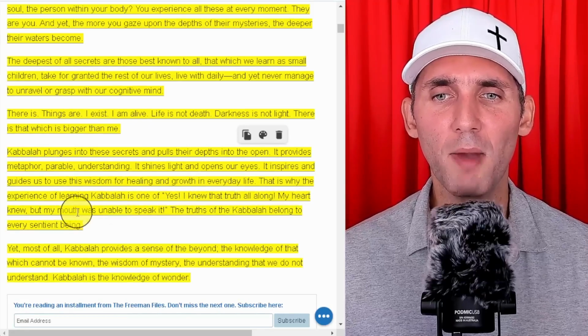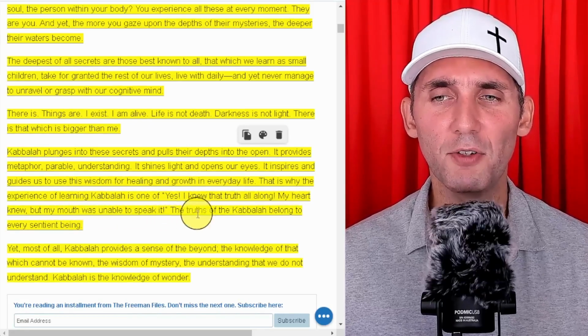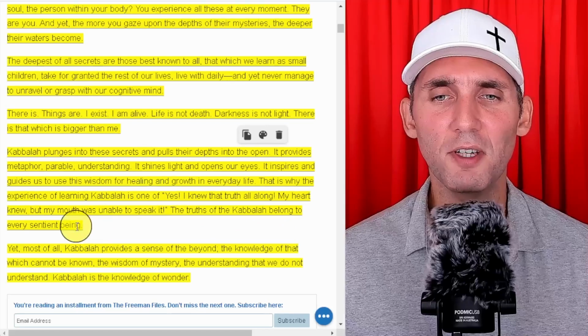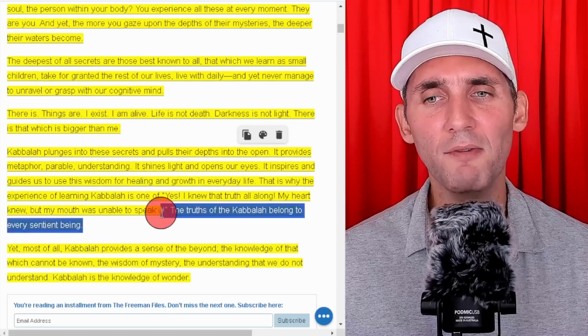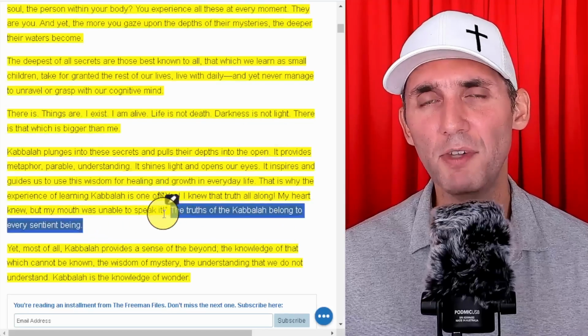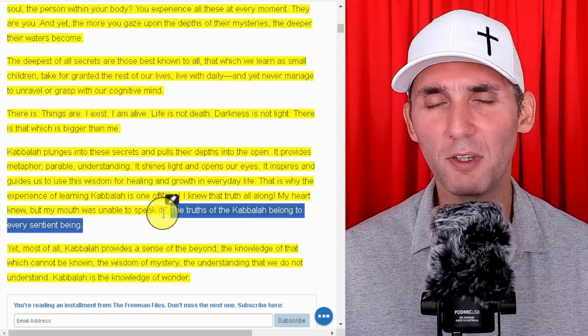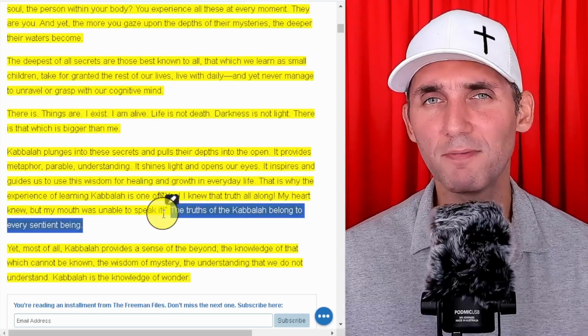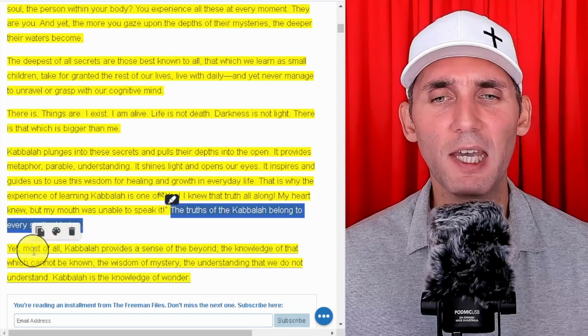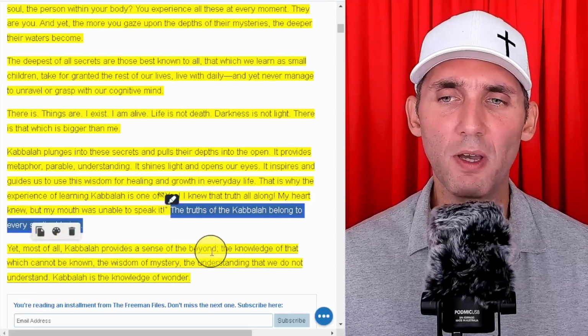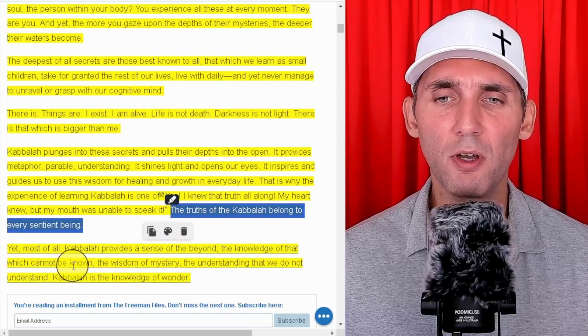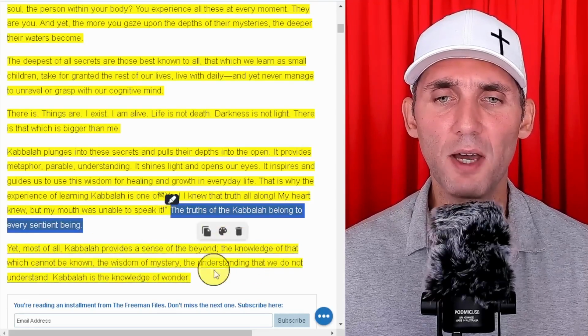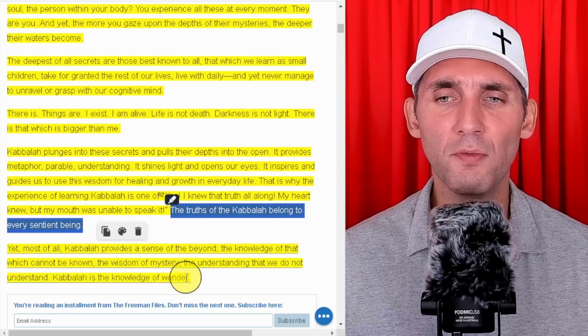My heart knew, but my mouth was unable to speak it. The truths of the Kabbalah belong to every sentient being. So does the Kabbalah have an ecumenical, mystery religion of the ages manifesting in the world type of avenue? I think so. Yet most of all, Kabbalah provides a sense of the beyond, the knowledge of that which cannot be known, the wisdom of mystery, the understanding that we do not understand. Kabbalah is the knowledge of wonder.